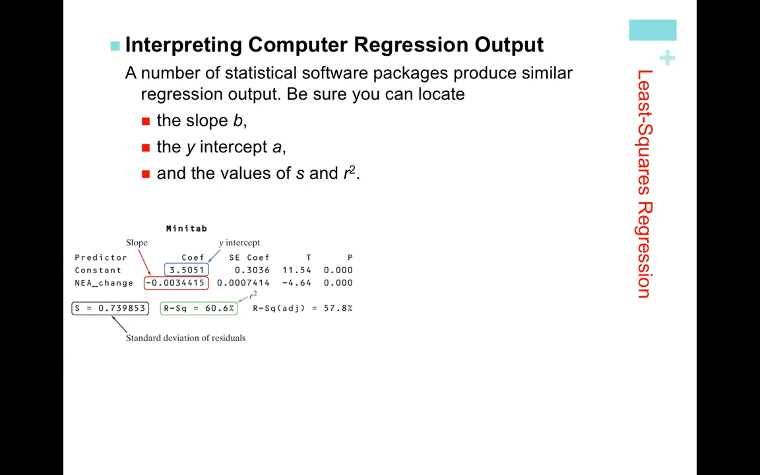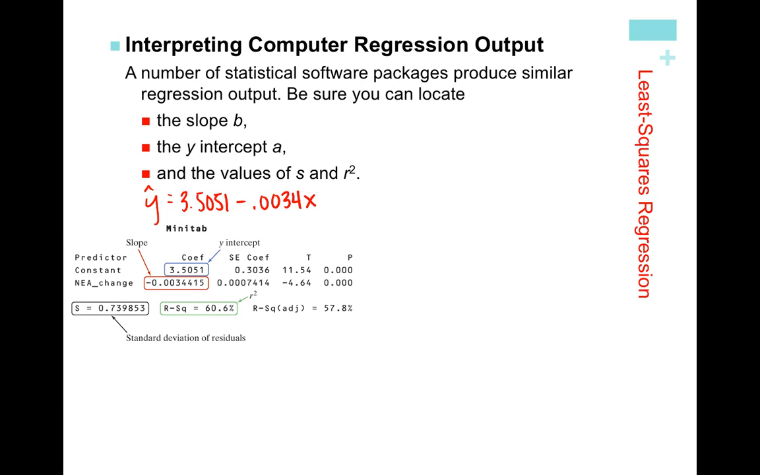So here's an example of Minitab output. In this case, this is that non-exercise activity example, fat gain and non-exercise activity. You have just labels over here on the left-hand side. With Minitab, it tells you constant, and then it gives you your x variable. Y-intercept is always on top because it is your constant term in the equation. And then your slope is next to your x variable. So we can write our equation here. We can say that y hat is equal to 3.5051 minus 0.0034 x. Again, x being non-exercise activity change.